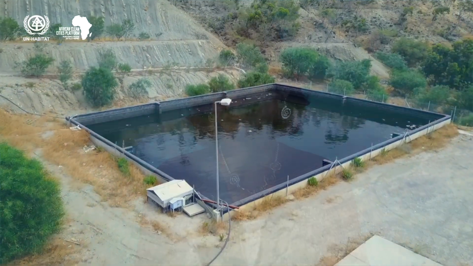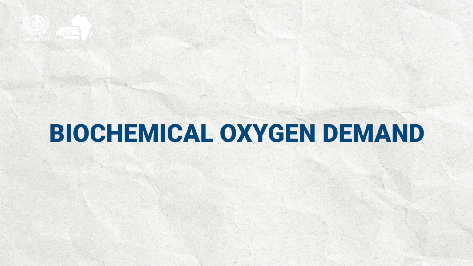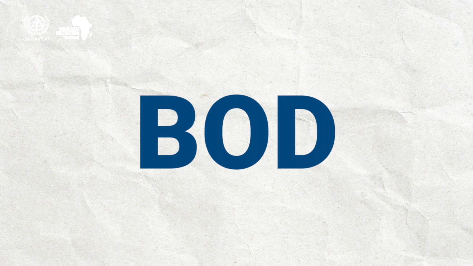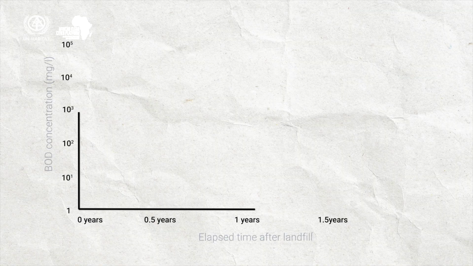One of the key indicators used to assess water quality is biochemical oxygen demand, or BOD for short. BOD measures the amount of oxygen required by microorganisms to break down organic matter in water. A lower BOD figure indicates better water quality as it reflects less organic pollution.